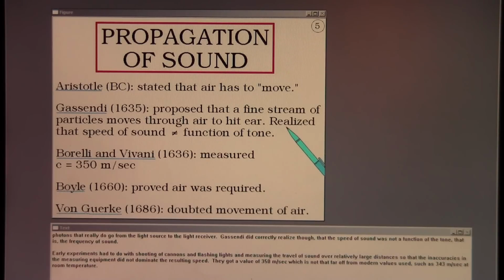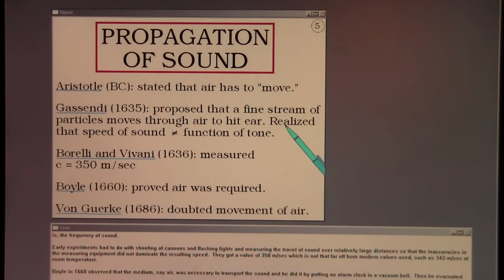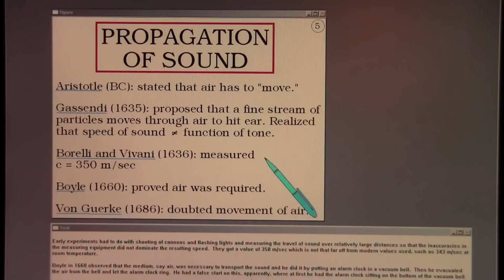Early experiments had to do with shooting of cannons and flashing lights and measuring the travel of sound over relatively large distances so that the inaccuracies in their measuring equipment didn't dominate the resulting speed. They got a value of 350 meters per second, which is not that far off from modern values used, such as 343 meters per second at room temperature.